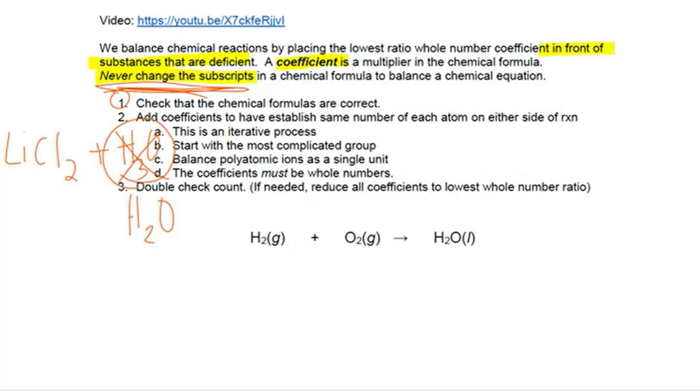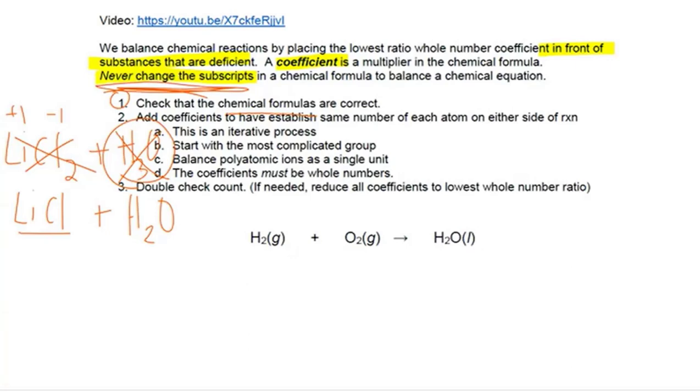So that changes how many hydrogens I would be trying to balance. And lithium chloride, we know that this is incorrect because lithium is always a +1 cation and chlorine is a -1 anion. So this compound would be 1 lithium and 1 chlorine, not LiCl2. So this would be incorrect. We need to write our chemical formulas correctly.